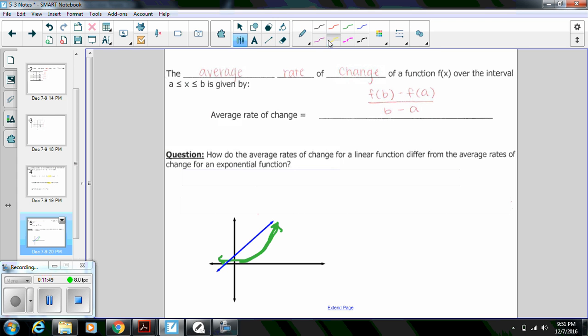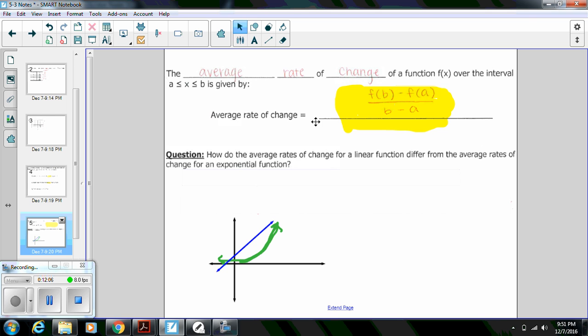Please highlight, put a star next to it. Anything you need to do to remember this formula, okay? Rewrite it 10 times, practice using it on the homework, do the examples on your own, something.